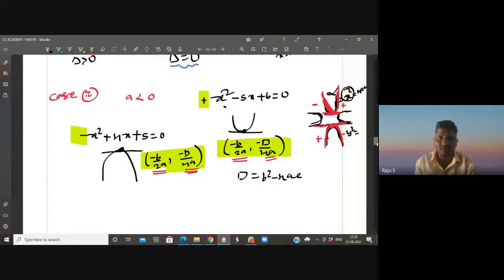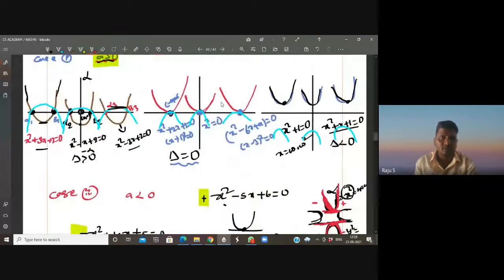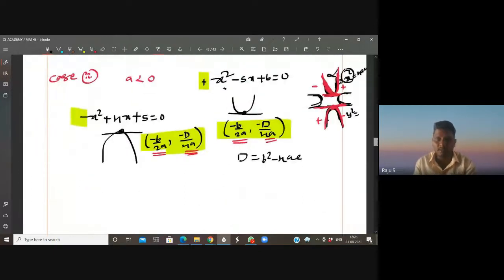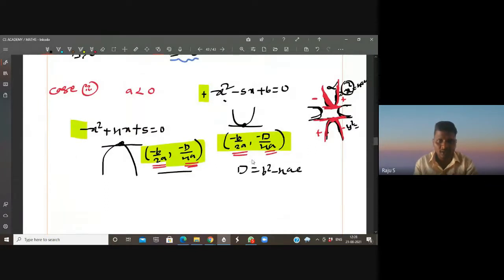For example, see the graph. Here in this case, it is a minimum value. At what point? Here a certain x value is there, x is equal to minus b by 2a. What is the value given by? See here, the corresponding y value gives the minimum value, that is given by minus d by 4a. Remember, at the point x is equal to minus b by 2a, the value is given by minus d by 4a. D is nothing but b square minus 4ac. So just remember this point.